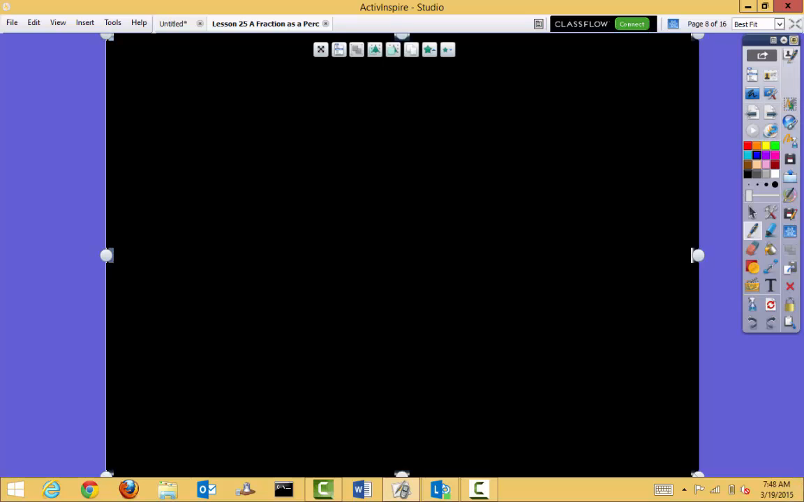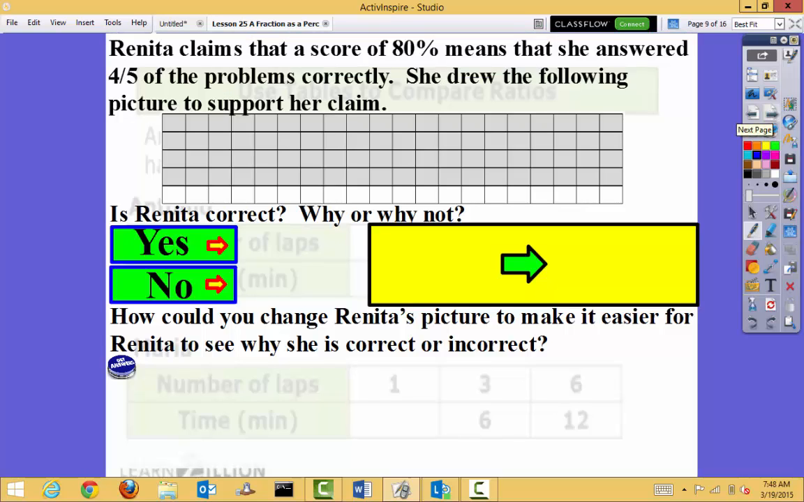Our next problem. Okay, so we have this person called Renita. She claims that a score of 80% means that she answered 4 out of every 5 problems correctly, or 4/5. She drew the following picture to support her claim. So remember, a fraction is parts over whole. So let's check it out. She has 1, 2, 3, 4, 5 rows.